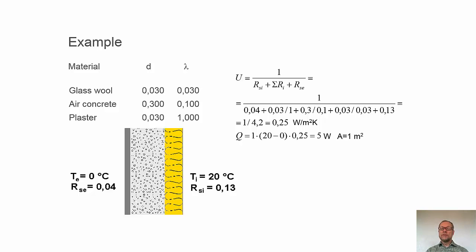If we look at just 1 square meter of this wall, and we have a temperature difference of 20 degrees, we'll have Q, the heat loss, equal to 1 times 20 times 0.25, and this will give 5 watt. So 5 watt is flowing through the wall continuously.